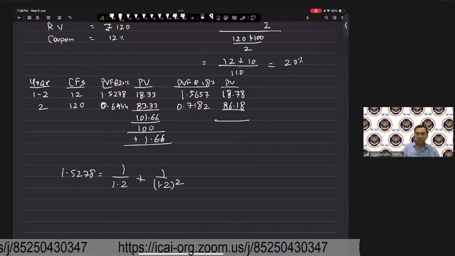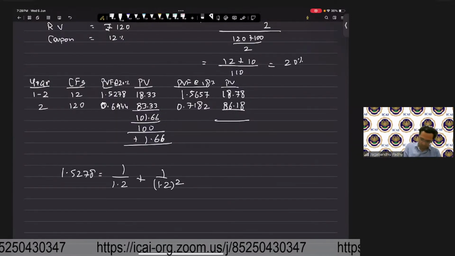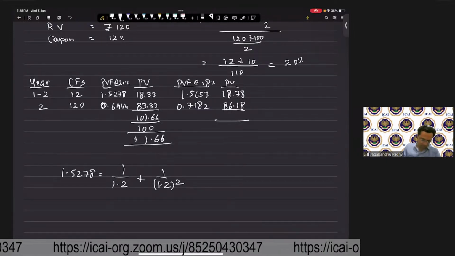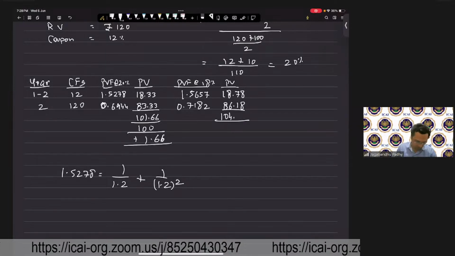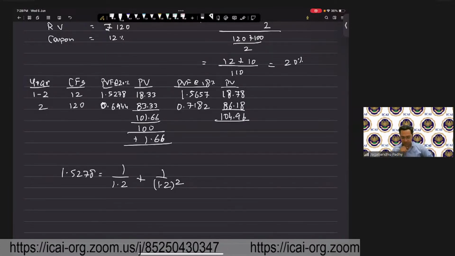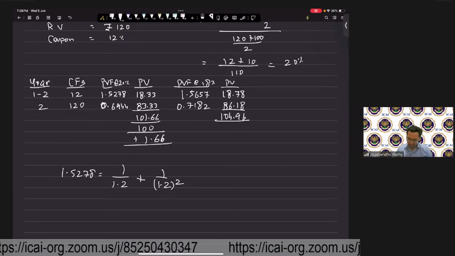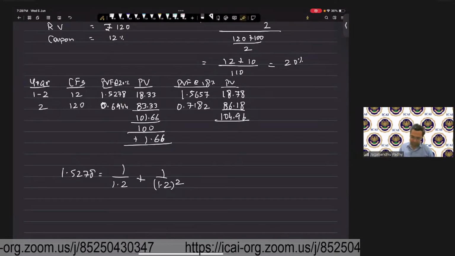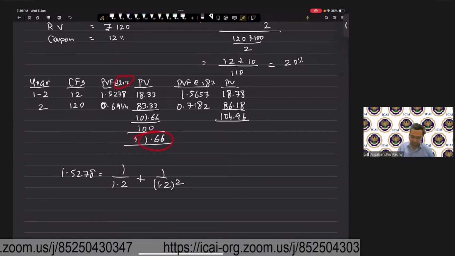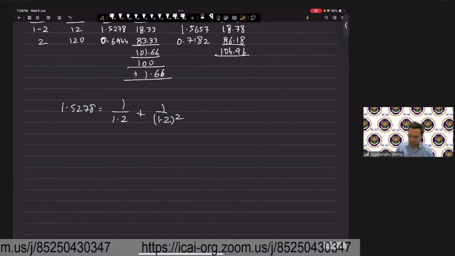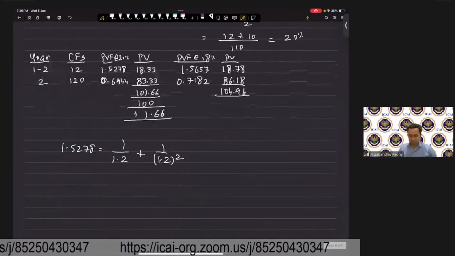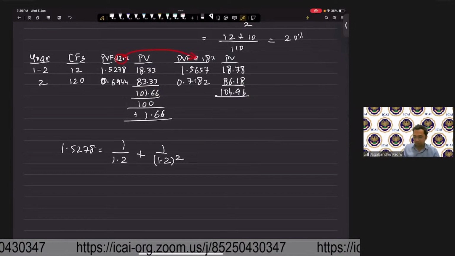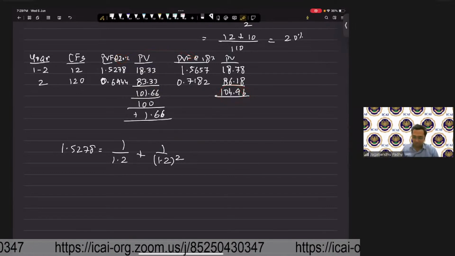Take a total. The PV that we get right now is 18.78 plus 86.18, which is 104.96. So what we observe is that if I am discounting at 20%, I get 1.66 surplus, and at 18% I'm getting a surplus of 4.9. Suppose I need to make this number come down to 100. So if I decrease from 20 to 18, the difference widens. I need to reduce it.